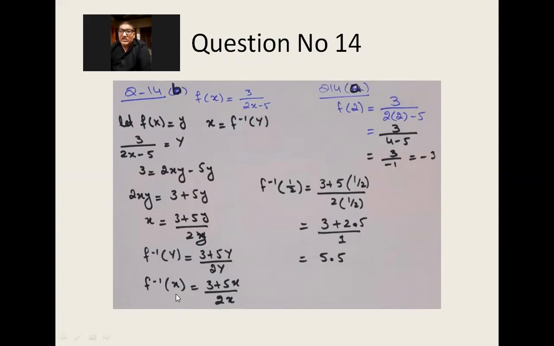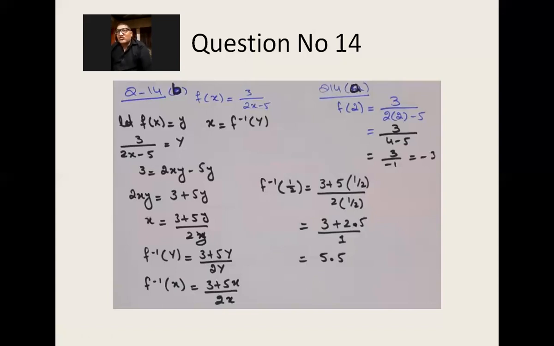So their question is, what is the value of f inverse of 1 by 2? So in this inverse formula, wherever you have x, I will put 1 by 2. So it will be 3 plus 5 bracket 1 by 2 and 2 into 1 by 2. So this 2 and 2 will be cancelled. So you will have 3 plus, 5 multiplied by 1 by 2, that will be 2.5, and divided by 1. So 3 plus 2.5 will be 5.5. So 5.5 is the answer.